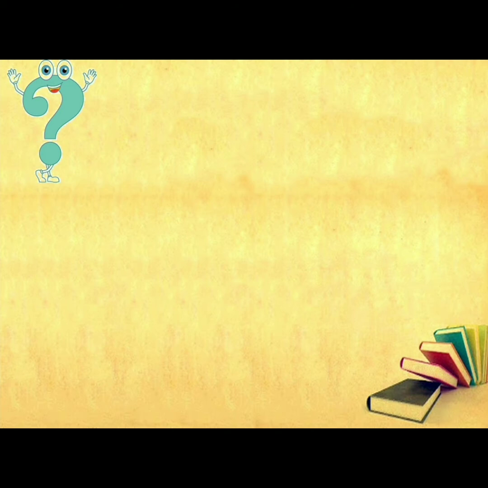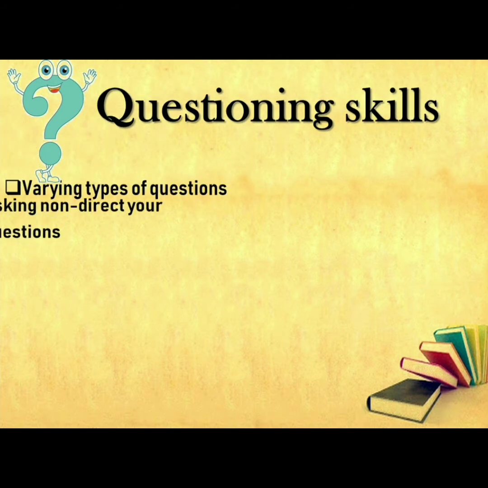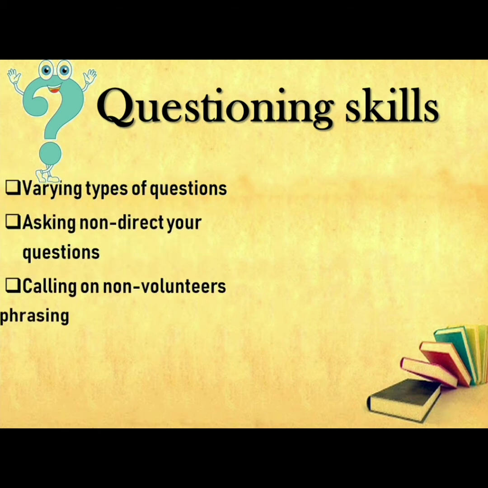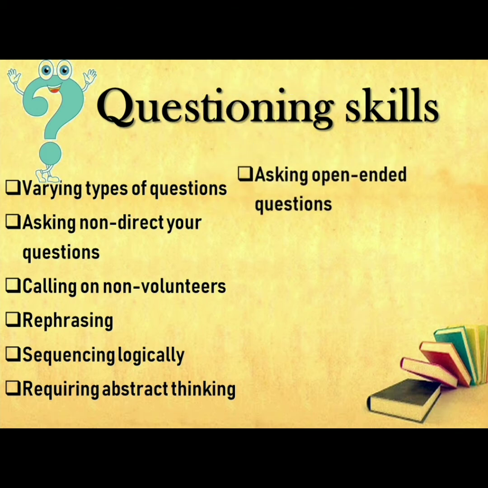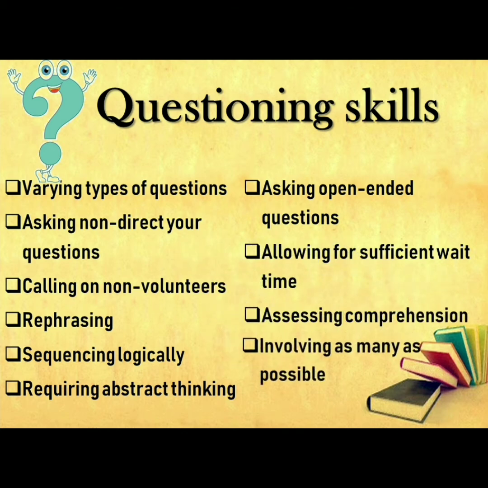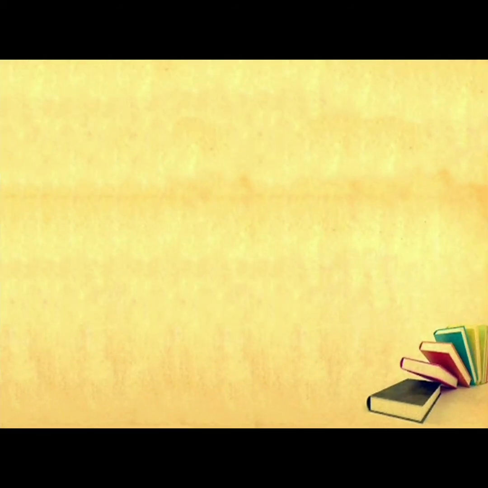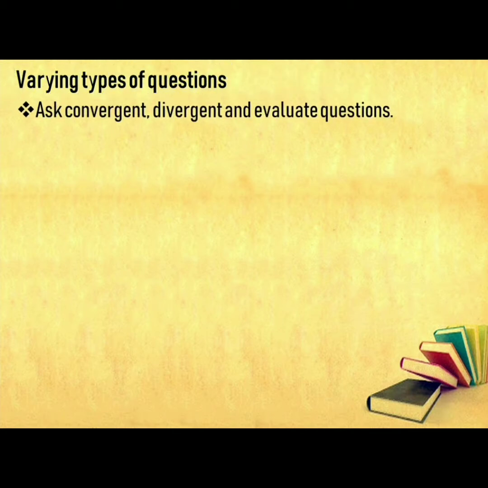Let's proceed to the questioning skills. So we have here varying types of questions, asking non-direct questions, calling on non-volunteers, rephrasing, sequencing logically, requiring abstract thinking, asking open-ended questions, allowing for sufficient wait time, assessing comprehension, involving as many as possible. Varying types of questions means asking convergent, divergent, and evaluative questions.